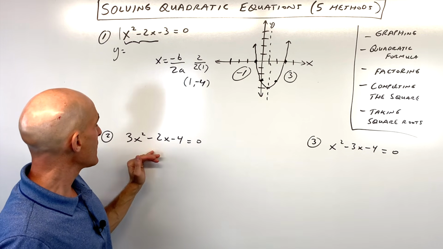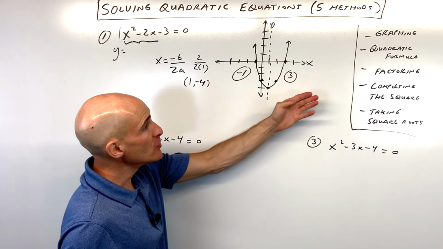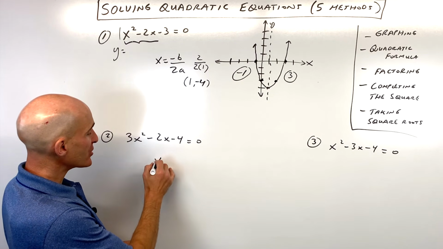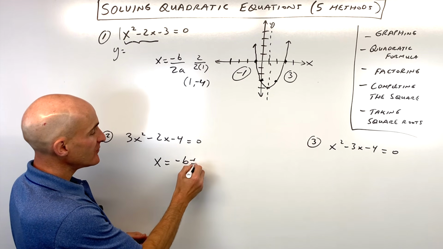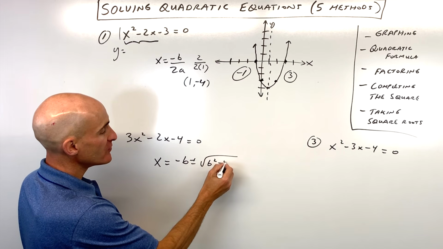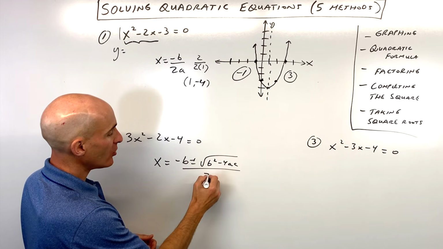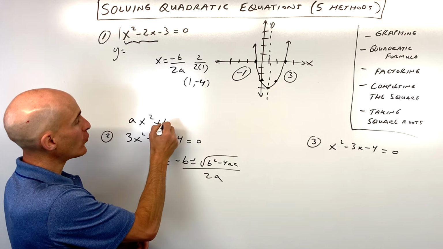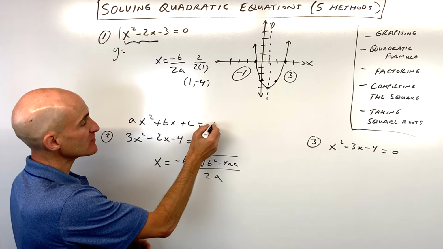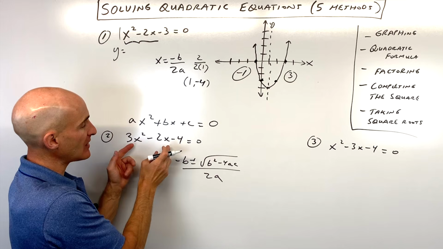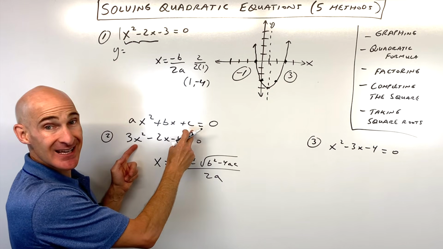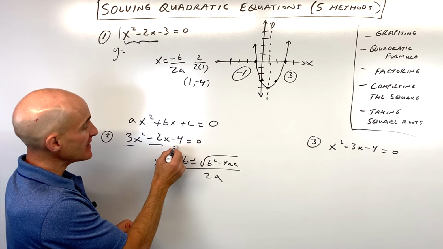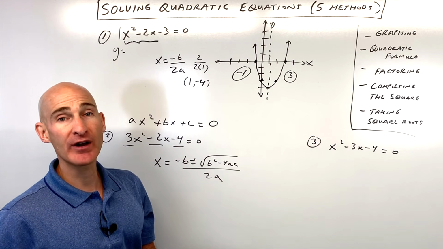So number 2, let's talk about using the quadratic formula. You probably already know the quadratic formula, but just a quick refresher, it's x equals negative b plus or minus the square root of b squared minus 4ac, all divided by 2a. And that's when the quadratic is in this form, ax squared plus bx plus c equals 0. So you want to get everything on one side, put it in descending order and set it equal to 0 so that you can identify your a, b, and c values to put into that quadratic formula.